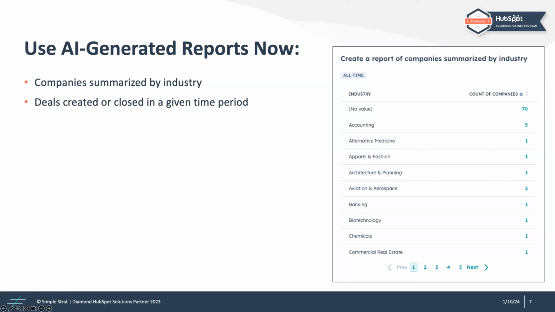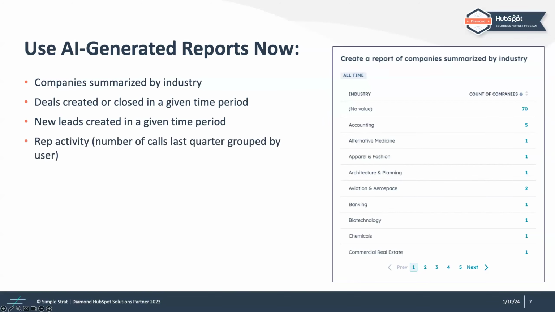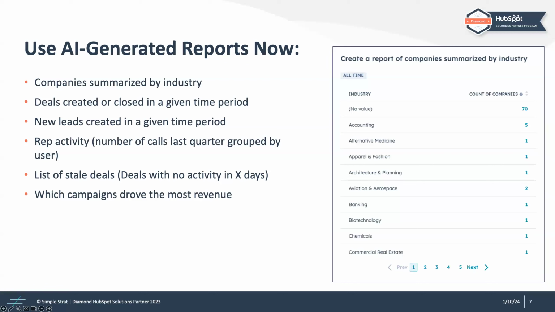A couple of other ideas. Maybe you want to know deals created or closed in a given time period, or how many new leads we created in a given time period. Maybe we want to get a better idea of rep activities. So we can give it a prompt like number of calls last quarter grouped by user, and it would give you a bar chart of that report. Or a list of stale deals, with a prompt like show me all the deals with no activity in the last X amount of days. Or which campaigns drove the most revenue?